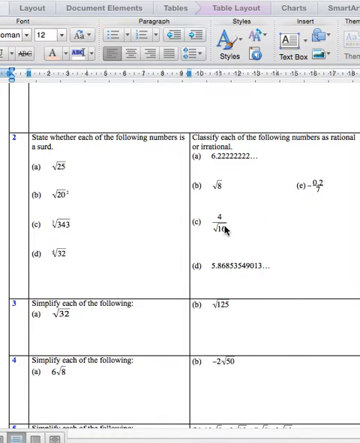The next part of 2 is just here, and it asks us to classify each of the following numbers as rational or irrational, okay? And some of these examples may be surds, but we can see some aren't. And we know a surd is a number that has to have the radical sign somewhere. So let's have a look at these examples.